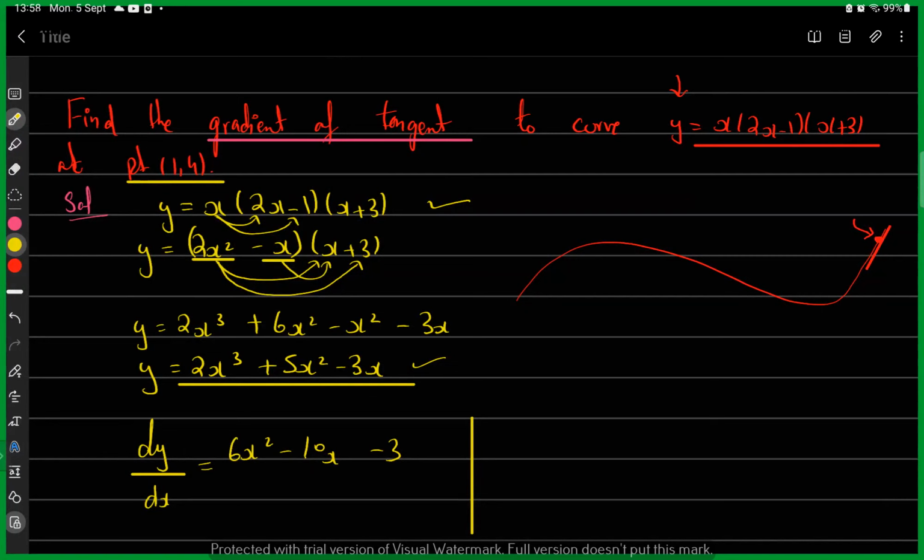We were able to differentiate that, and that is just the derivative. In order to find the exact gradient or the slope, I need to plug in the x coordinate of the point. This is the x coordinate of the point, right? It's 1. So 6 times 1 squared plus 10 times 1 minus 3 is going to give me 13. That is right. This means that 13 is basically the gradient of the tangent at (1, 4), right? Any difficulties with this?